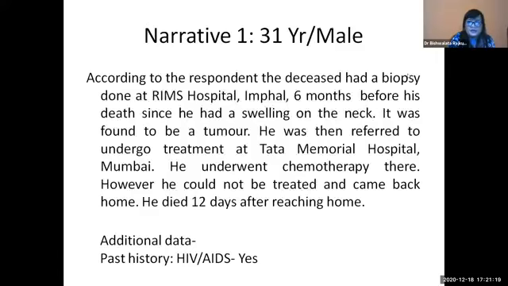What is the underlying cause of death for this 31-year-old male? First option is D09, carcinoma in situ of other and unspecified sites. Second is C39, malignant neoplasm of other and ill-defined sites in the respiratory system and intrathoracic organs. Third option is B21, human immunodeficiency virus resulting in malignant neoplasm. And the last one is R22, localized swelling, mass, and lump of skin and subcutaneous tissue.